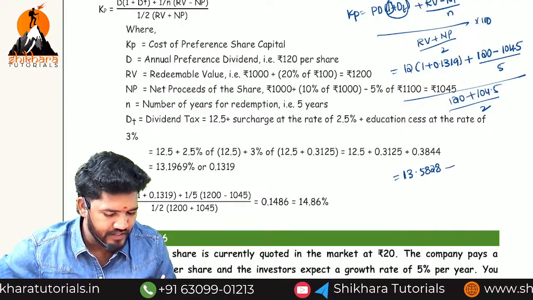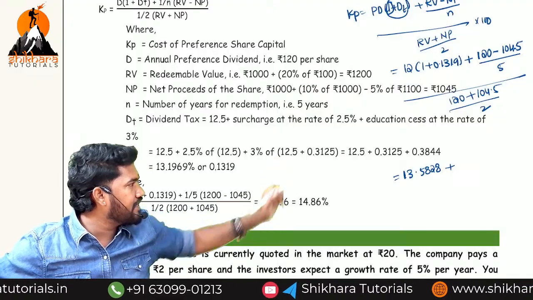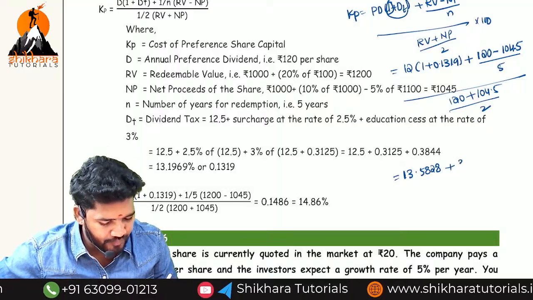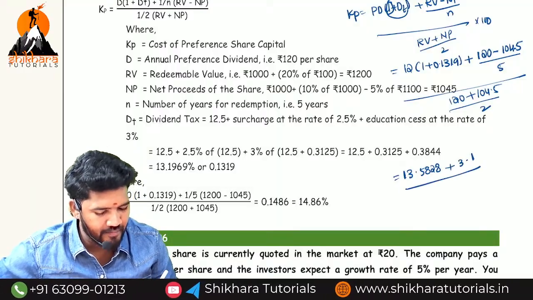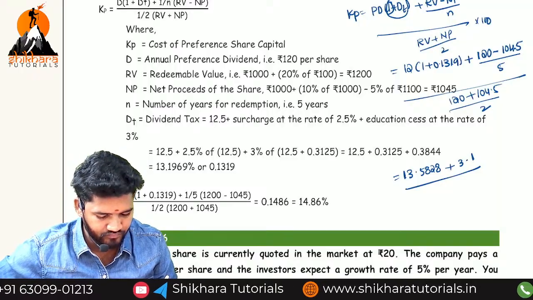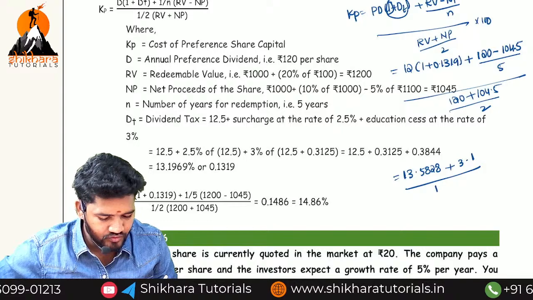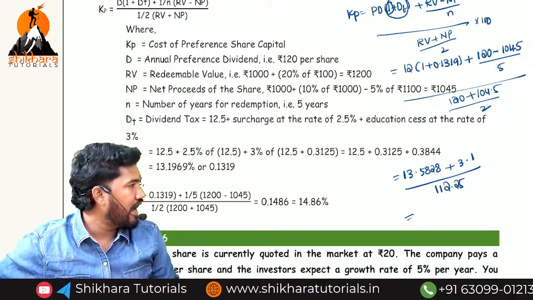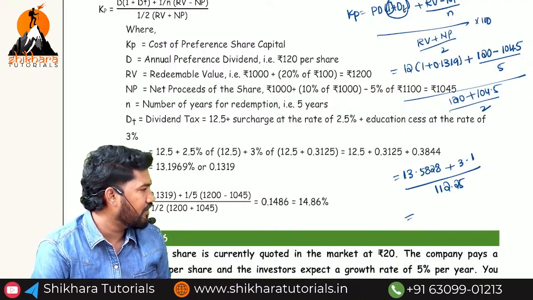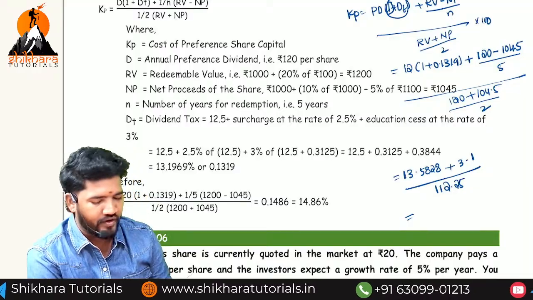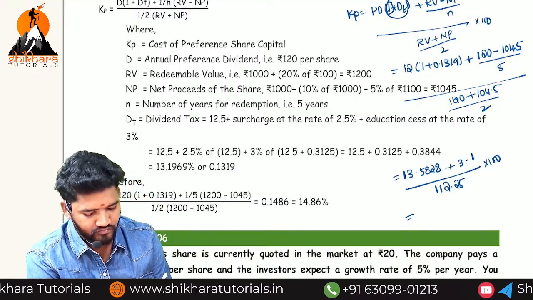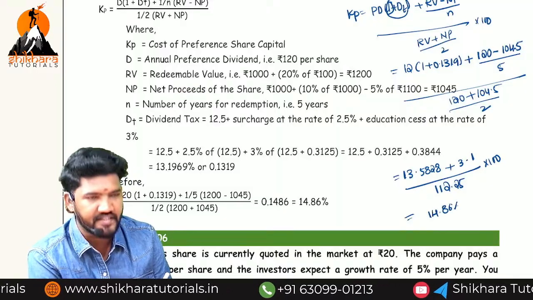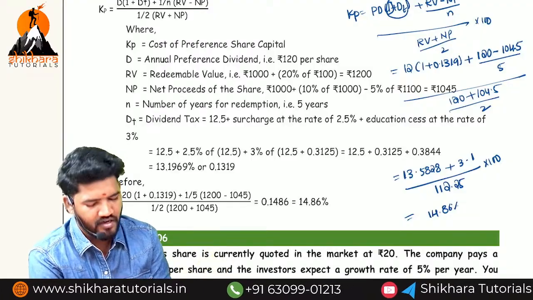13.5828 plus, tell me the per year expenditure value: 120 minus 104.5 divided by 5, 3.1 divided by average value, 112.25. Now add the numerator: 13.5828 plus 3.1 divided by 112.25 into 100, 14.86. Okay, they consider up to 86, or you can also take 862.